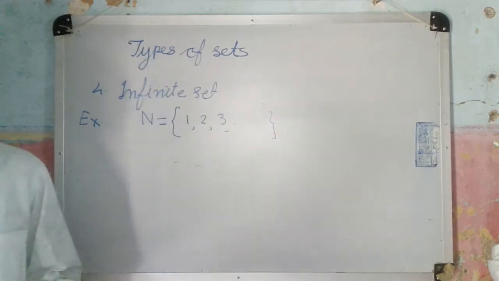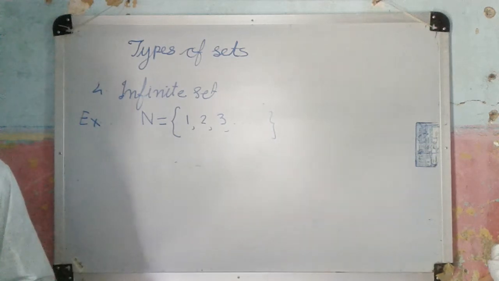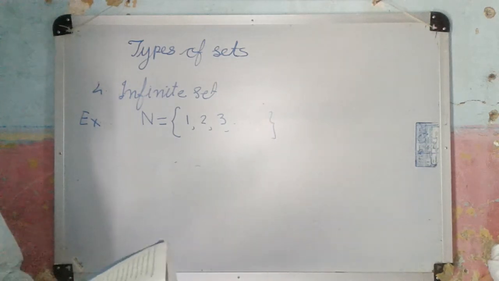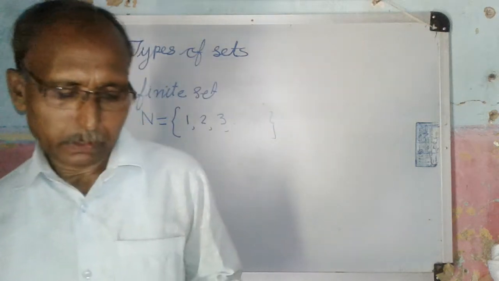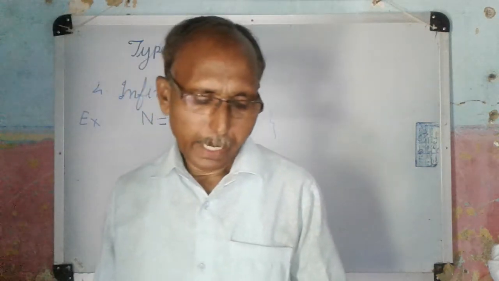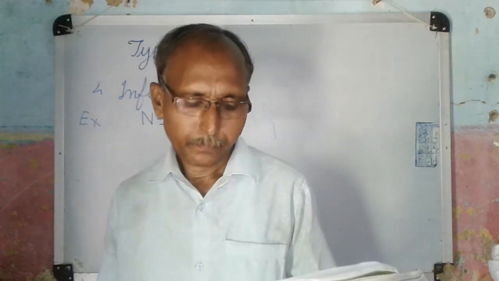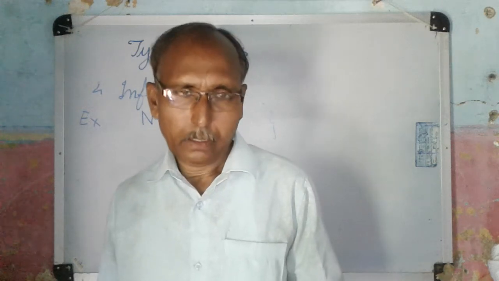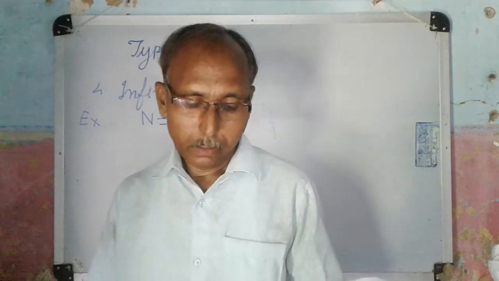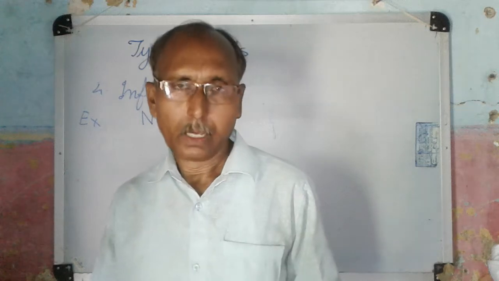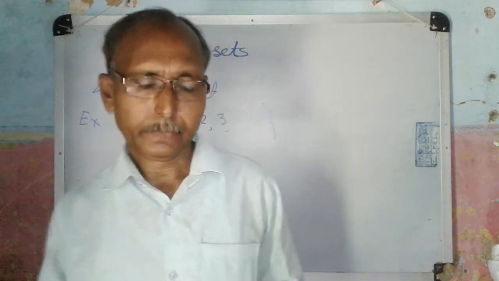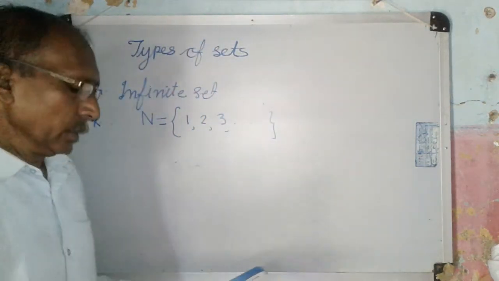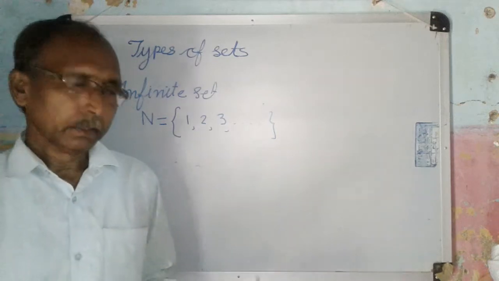Infinite set. The definition is: if the number of elements in a set is unlimited and uncountable, then the set is called an infinite set. This is the example of an infinite set.